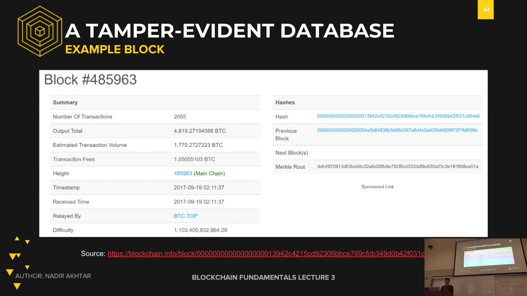The timestamp is when it was mined, and it's relayed by BTC top. BTC top is probably a mining pool that's been managed by a particular entity. And the difficulty at the time is stated as that particular number, right?